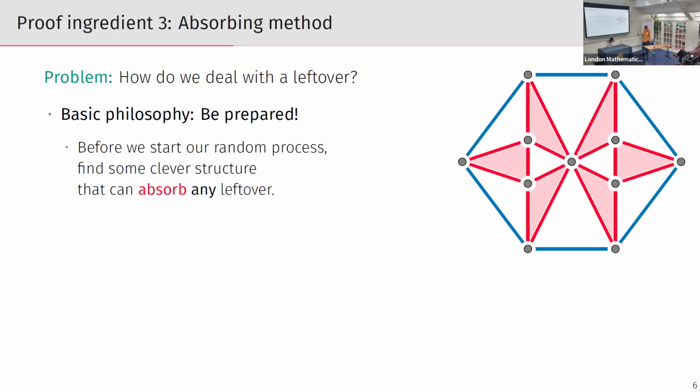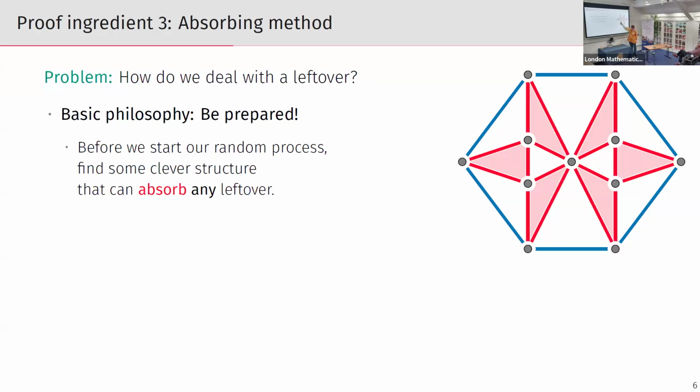If somehow I managed at the start to set aside a structure like this, containing triangles. So I selected these triangles at the very start, which form this funny structure. It's nice to select triangles because then they form part of my triangle packing that I already found. But now I can use these triangles to absorb these remaining edges. How do I do this?